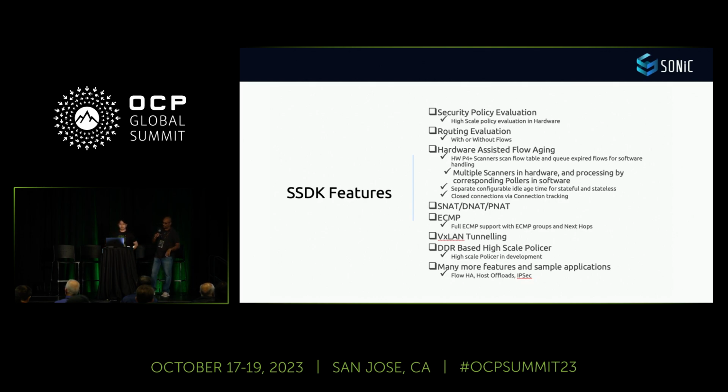So just a quick look: there are a bunch of features. I'm listing out some of these features that are available on the SSDK, and a lot more are coming. Most of these come with samples, like I was mentioning, the P4 and also the source. For example, security evaluation or routing. All these are hardware features. There's also hardware-assisted flow aging, because very quickly, at high speed, this will fill up the flow tables. There's NAT. There's ECMP, complete full ECMP, VXLAN tunneling, et cetera.